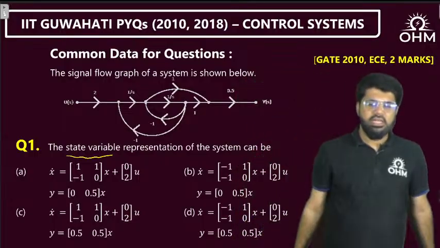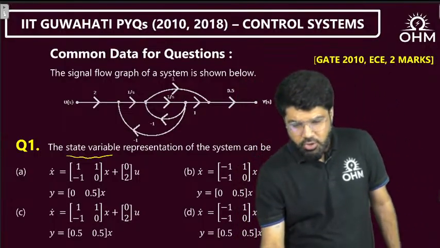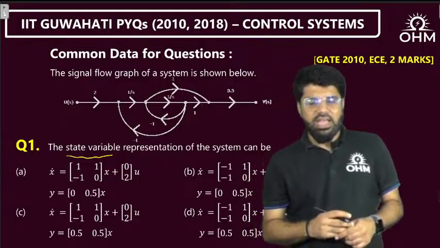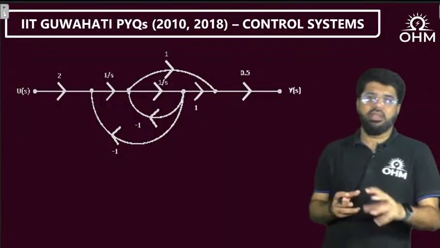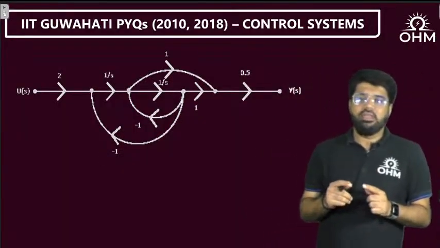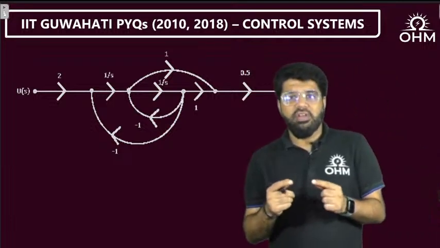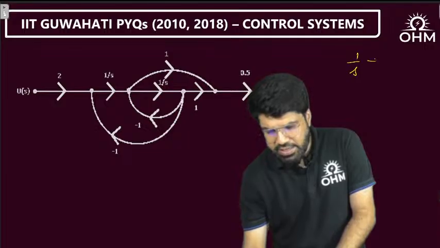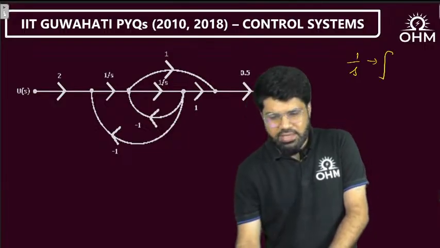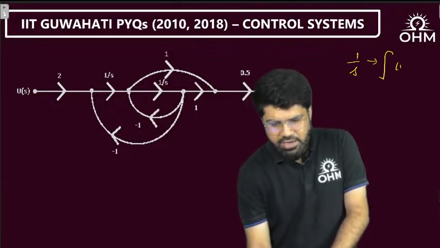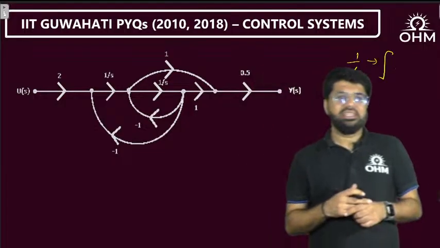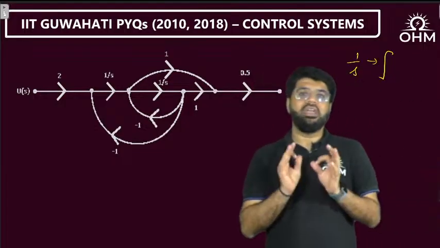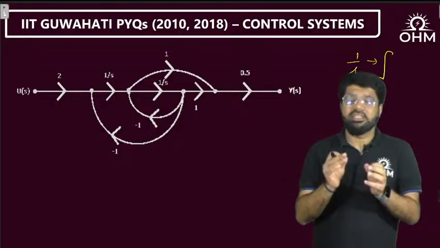Okay, so now state variable representation. Normally when I have to derive the state space model from the given signal flow graph, we assign the output of every integrator. Now what is an integrator? Every 1 upon s represents an integrator term. We know that 1 upon s is the integrator transfer function. The output of every integrator is a state variable.